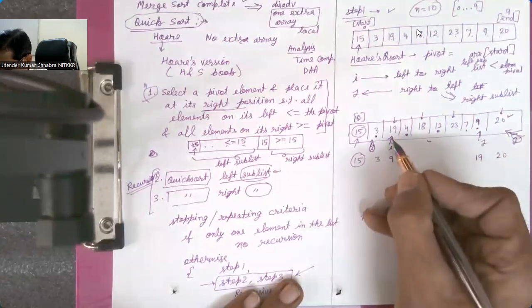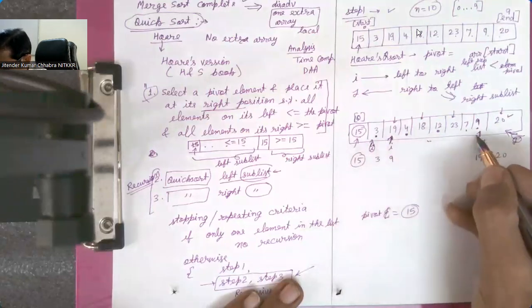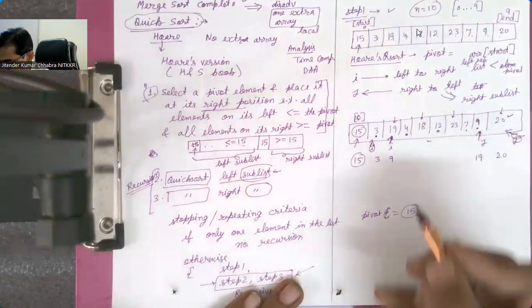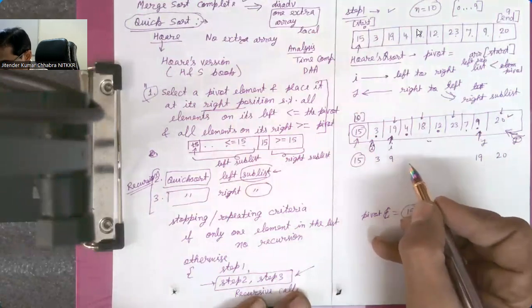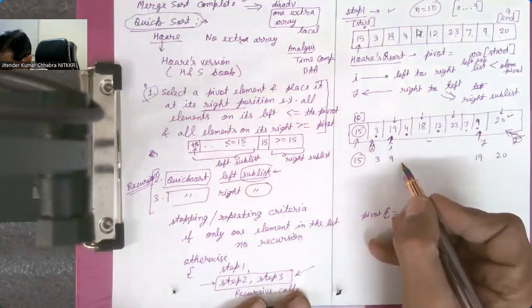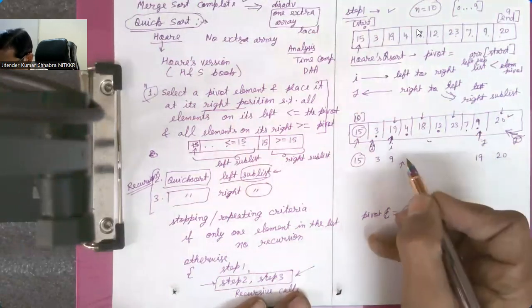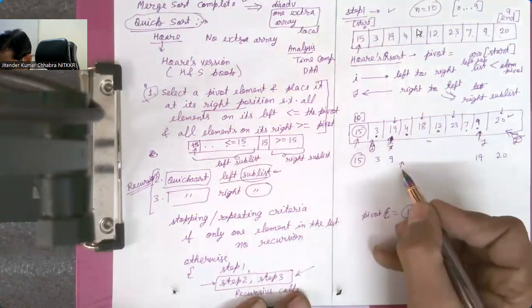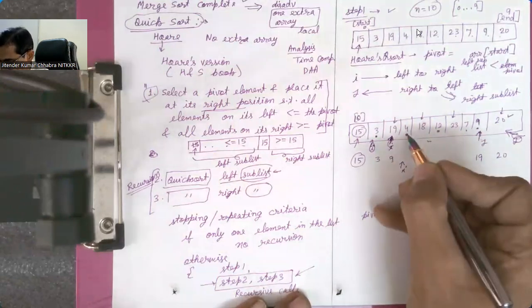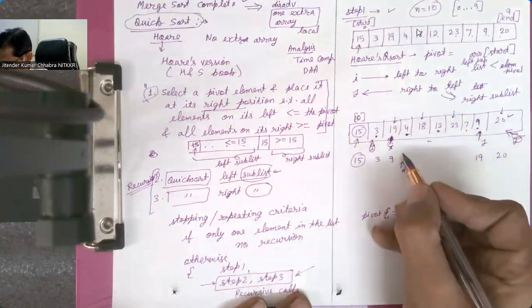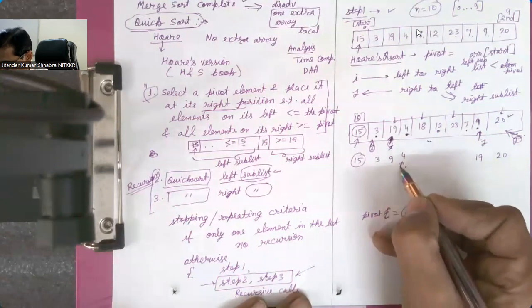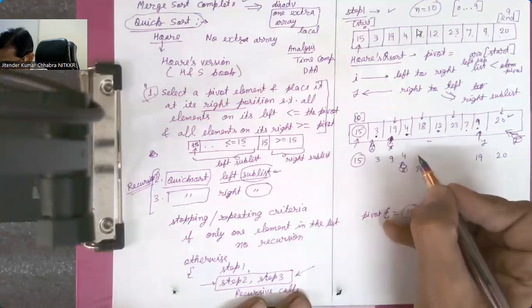My I was earlier here, J was earlier here, and now I will go further. I will interchange again. Now 9 and 19 interchange. Now I will increment I, go to the next position. I is coming here. I is 4. 4 is okay. Shift I further.